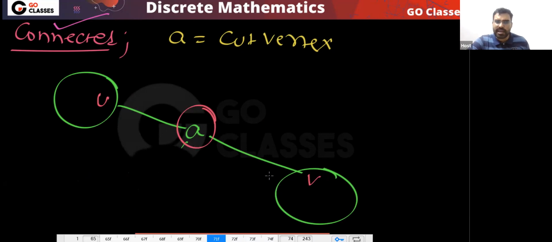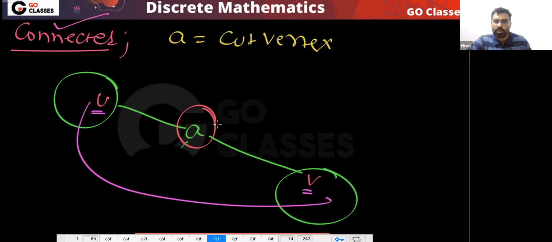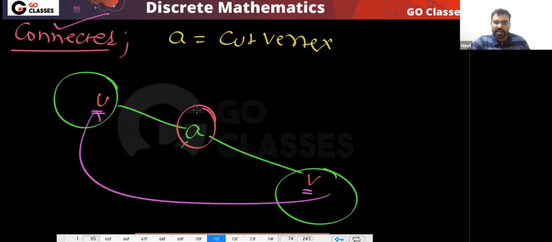In the worst case, this can happen, as I told you in the memory picture. In the best case, this will happen. Now you can notice that for this vertex and this vertex, every path will contain A. You cannot have it like this, do you remember from the memory picture? Because if you have it like this, then this is not a cut vertex.